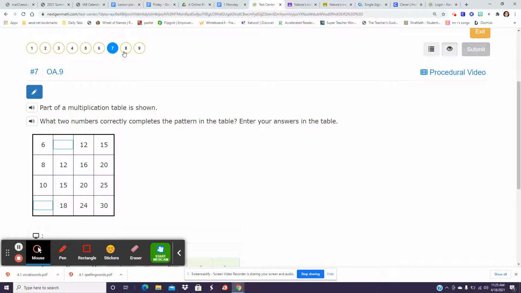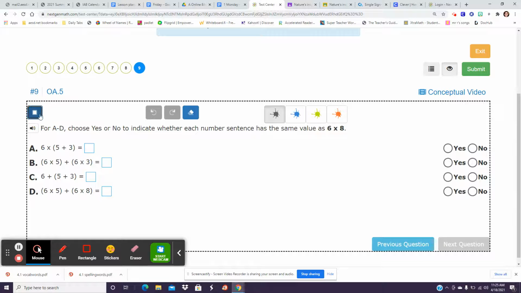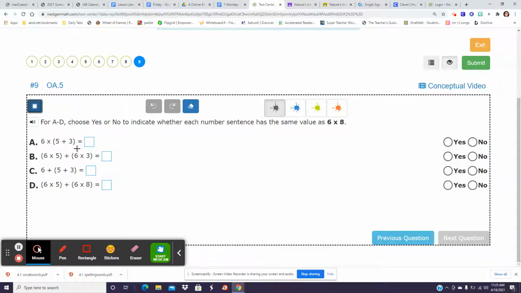I'll let you work on this one yourself. Another multiplication you can do on your own. And then my favorite problem. This one is my favorite because you need to slow down in this problem and take your time.